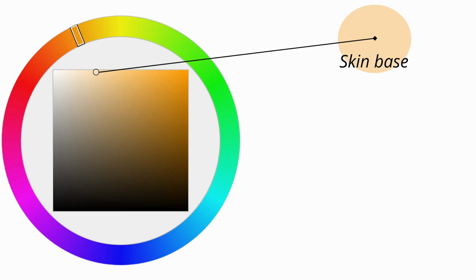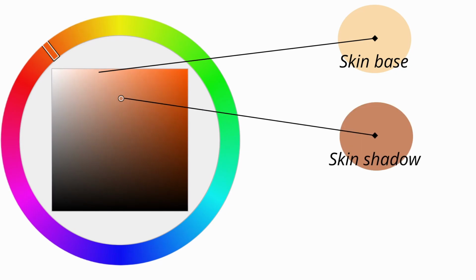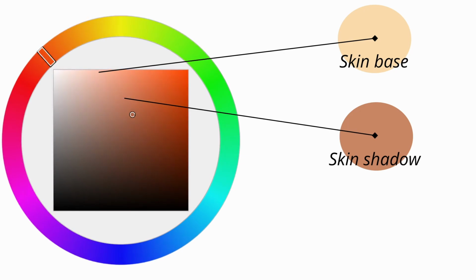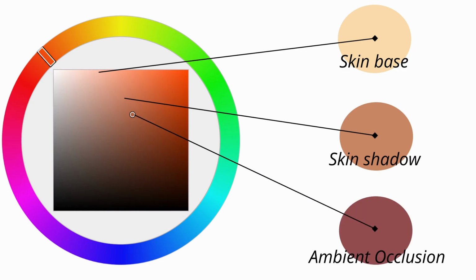Let's pick a color for our skin shadow and the second shadow. First, we go back to our skin base color and shift the hue towards a cooler hue. Then we select a darker and more saturated color for the skin shadow. That means we move down and move right. Then from the skin shadow color, we shift the hue further towards a cooler tone. And again, choose a darker and more saturated color for the second shadow.